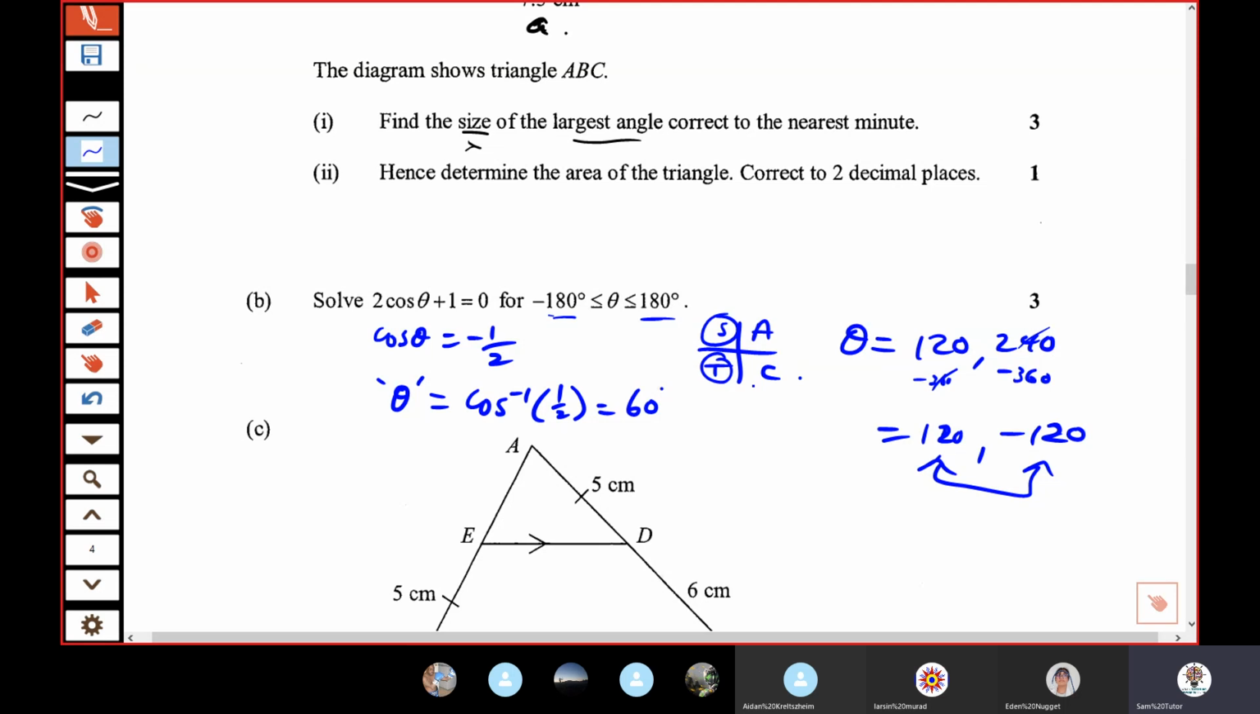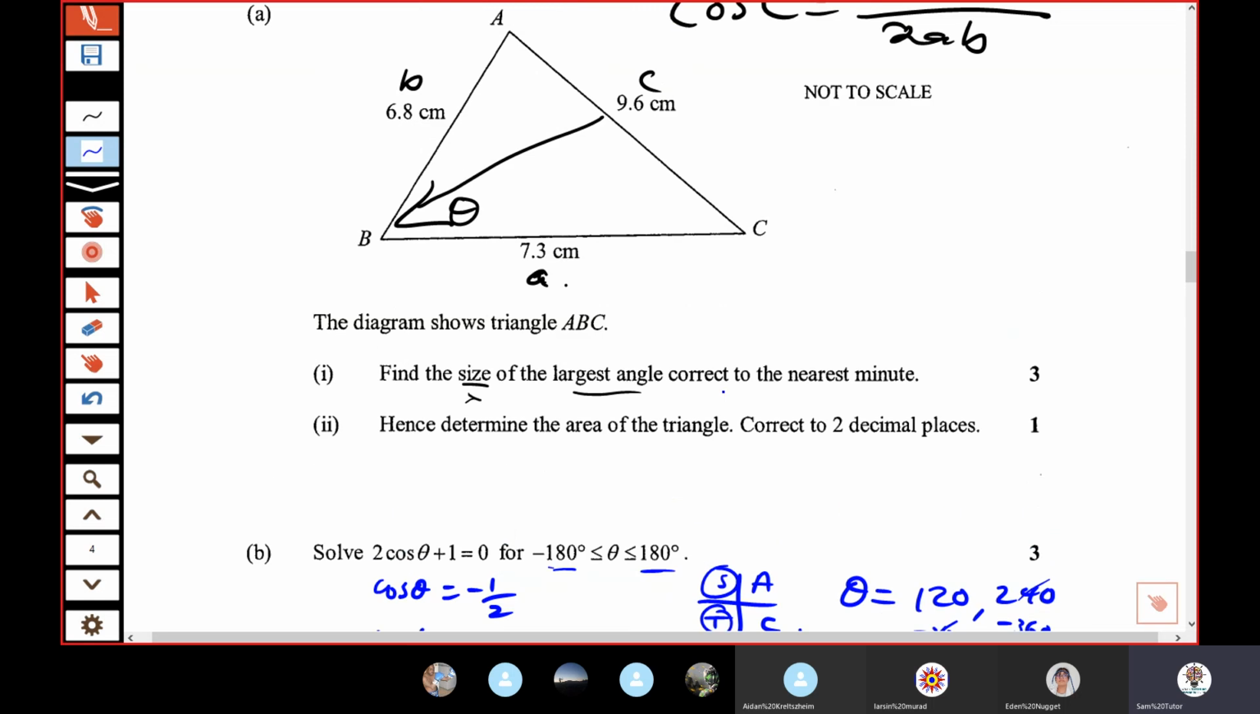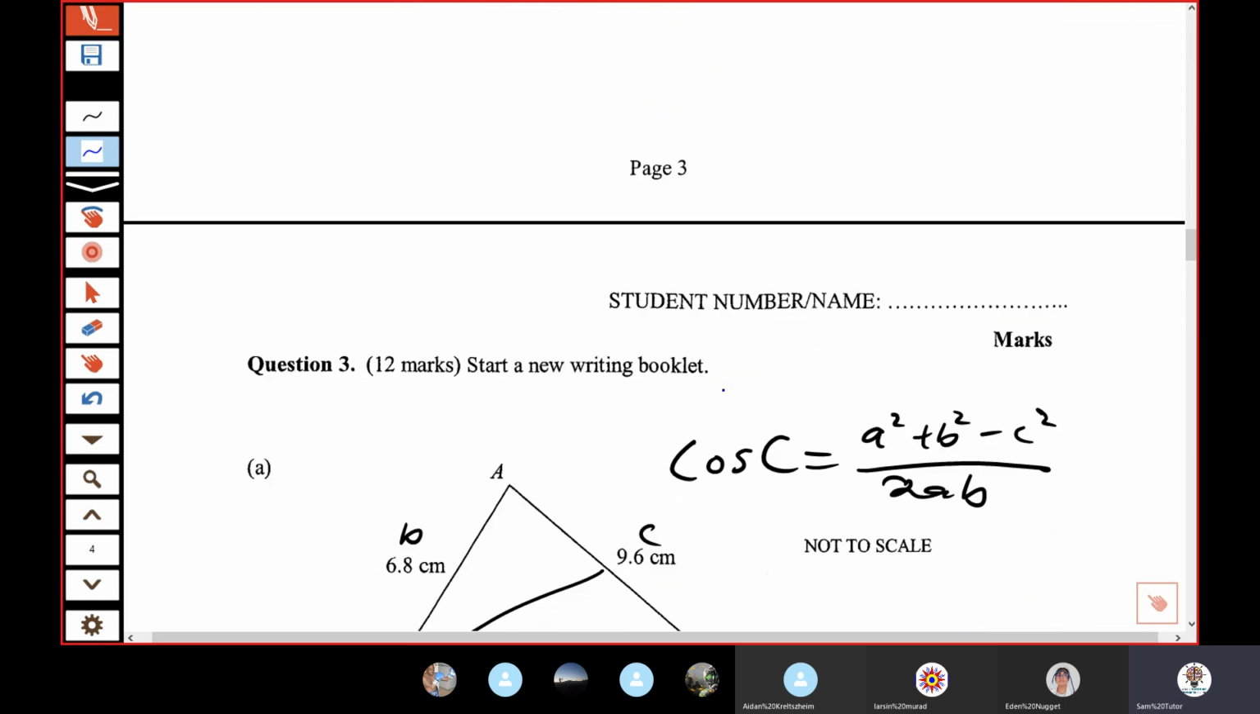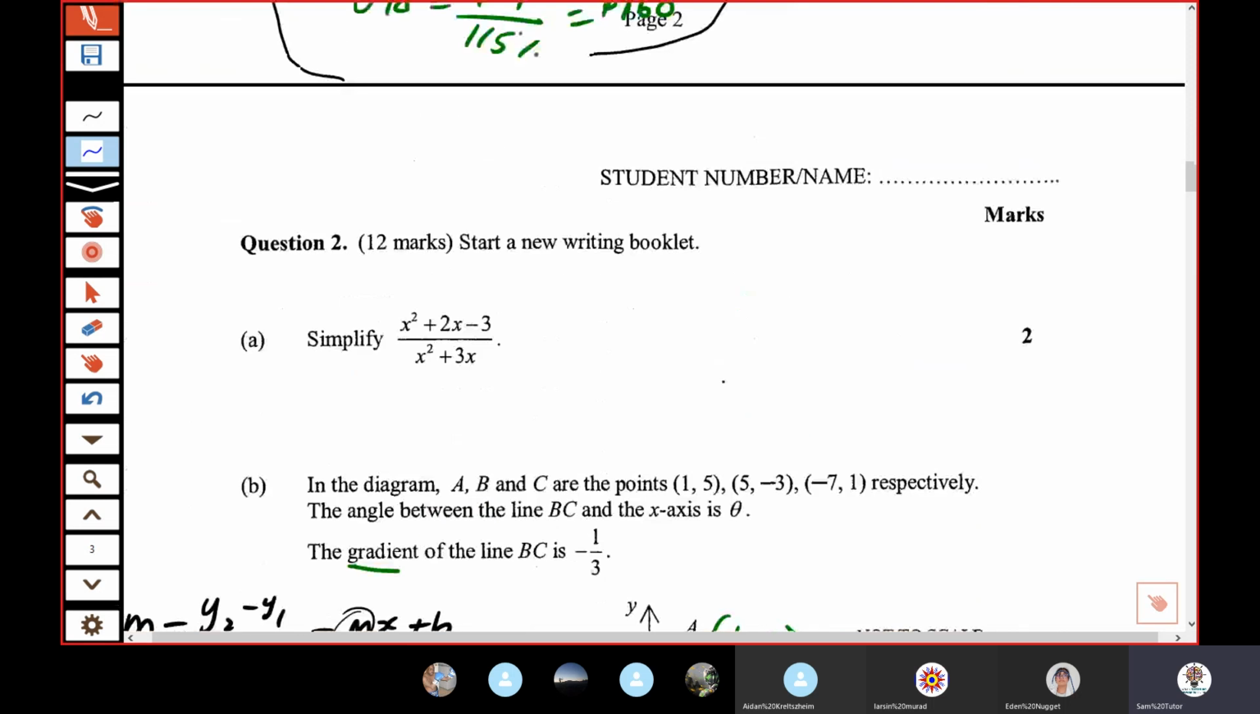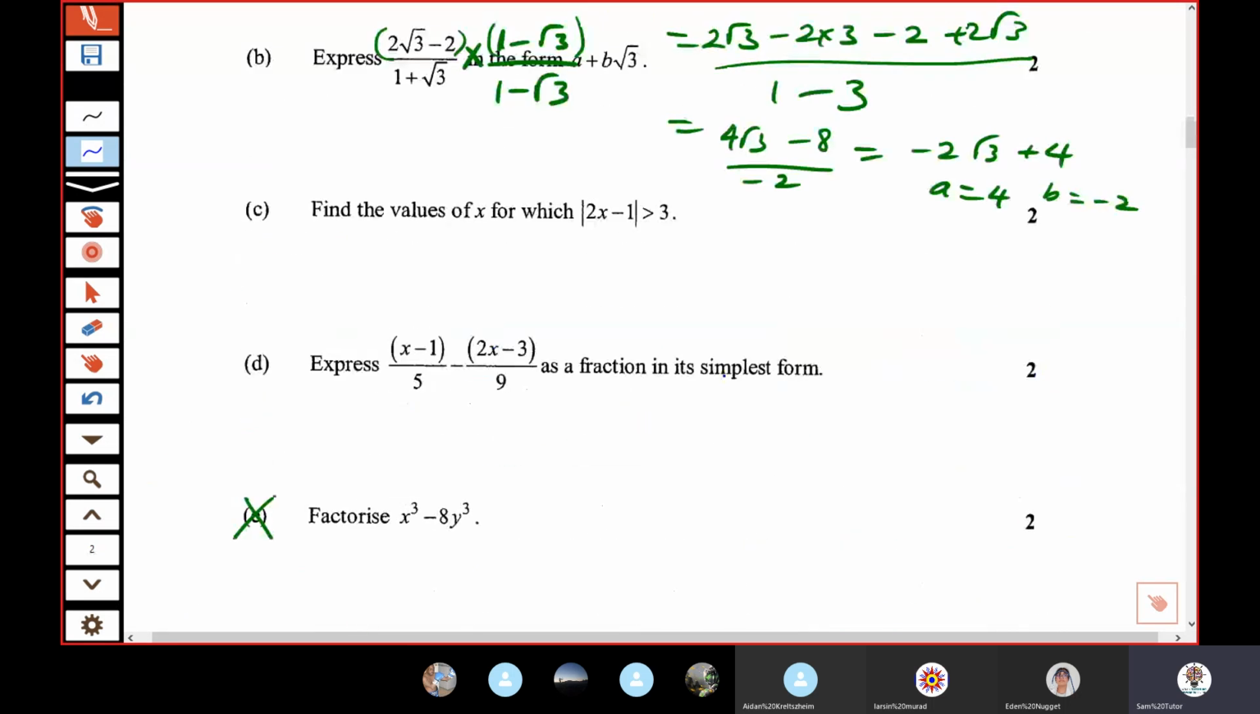X minus 1. Let's do that one. All right, question 1C. 2x minus 1 equals 3. 2x minus 1 equals negative 3. That's what you do with absolute values. And then 2x equals 4, x equals 2. Minus 3 plus 1 is minus 2, x equals negative 1.